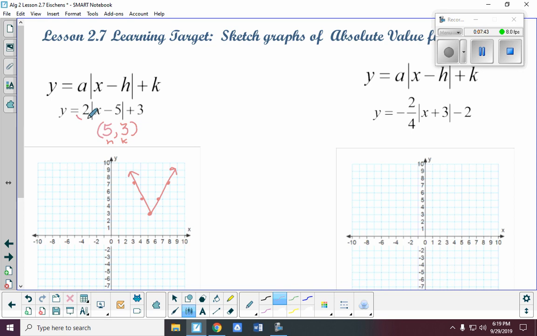And again, this is positive, so notice your V is opening up. So the next one, we have negative 3, negative 2. That's your vertex. So we're going to go back 3, down 2. And the slope is negative 2/4, which is the same as negative 1/2. So we're going to go down 1 over 2, down 1 over 2. And then we're going to go back to the vertex, go down 1, back 2, down 1, back 2. So this one will look like that.